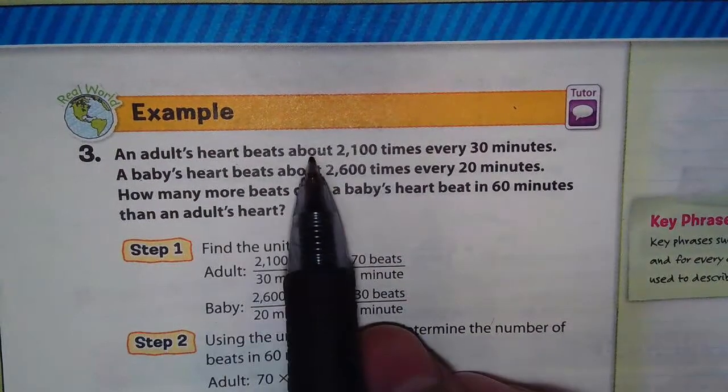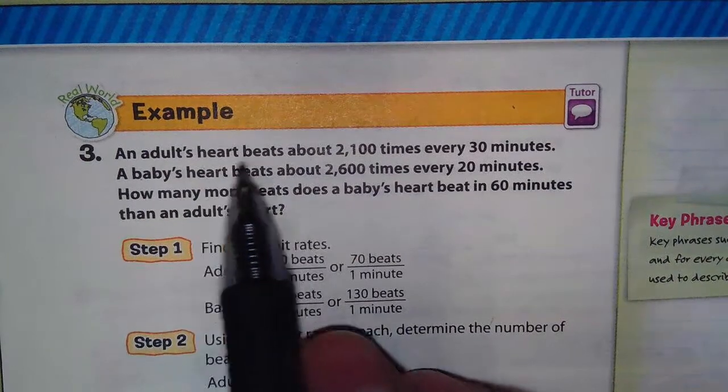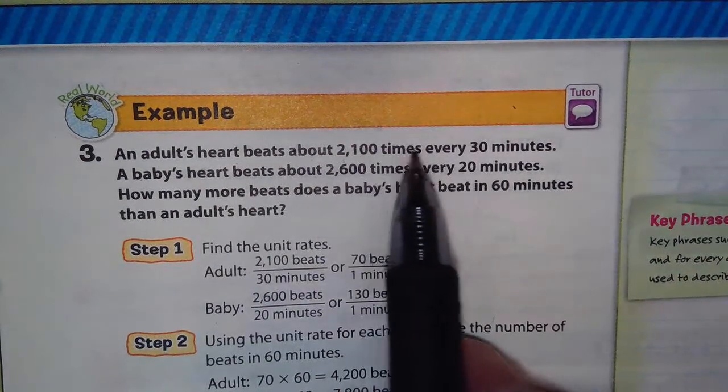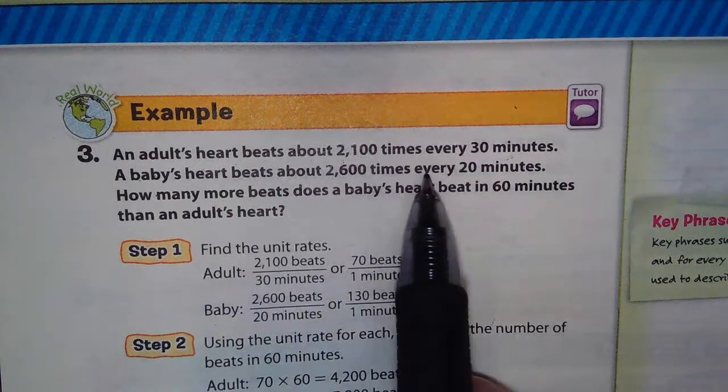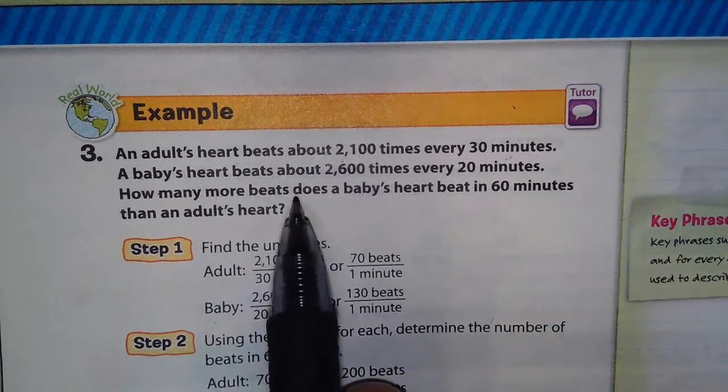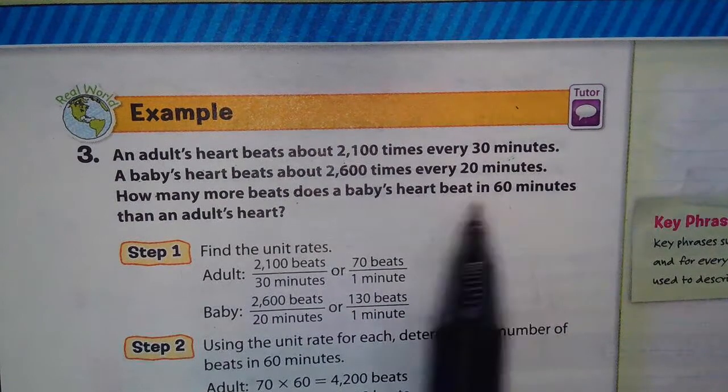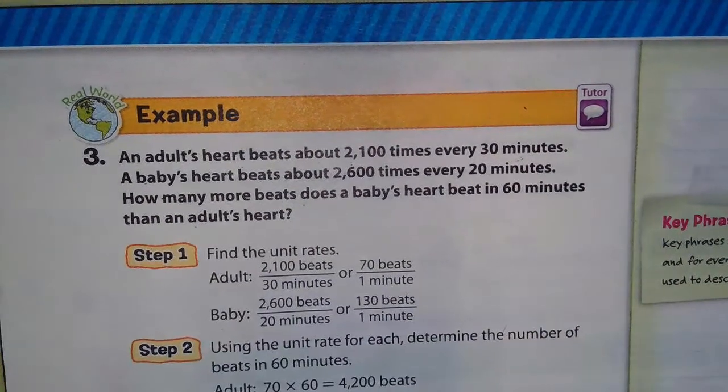An adult's heart beats about 2,100 times every 30 minutes. A baby's heart beats about 2,600 times every 20 minutes. How many more beats does a baby's heart beat in 60 minutes than an adult's heart? Okay.